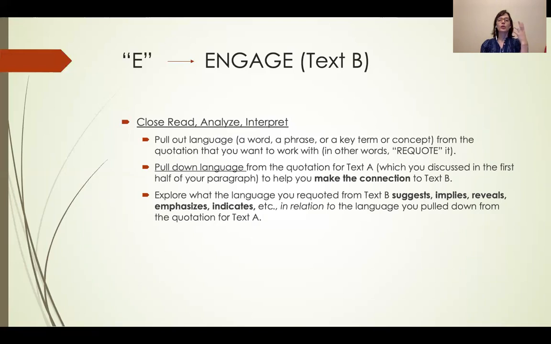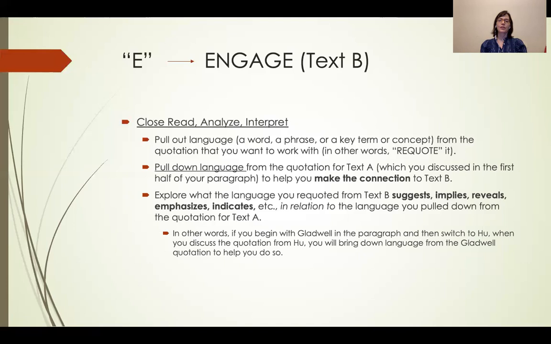Okay, so you're going to be exploring then what the language that you re-quoted from text B suggests, implies, reveals, emphasizes, indicates, right? All those close reading verbs. But you're going to be doing that in relation to the language you pulled down from the quotation from text A. So in other words, if you begin with Gladwell in the paragraph and then switch to Who, when you discuss the quotation from Who, you're going to bring down language from Gladwell's quotation to help you do so.